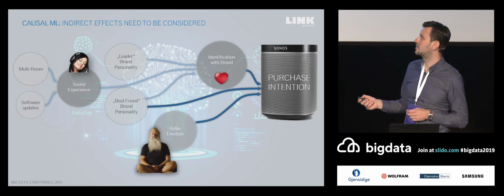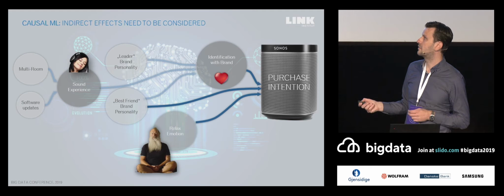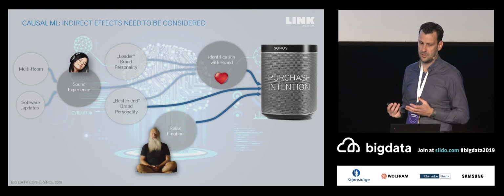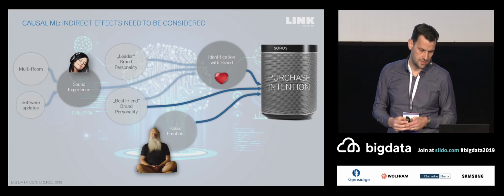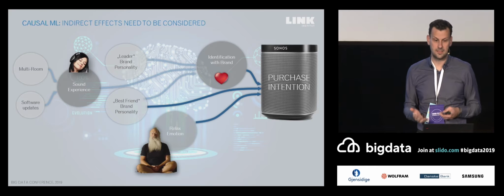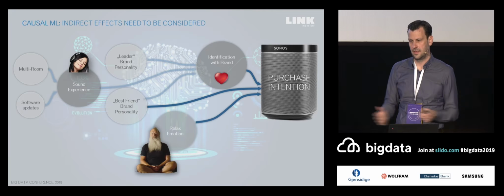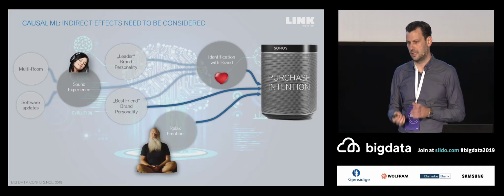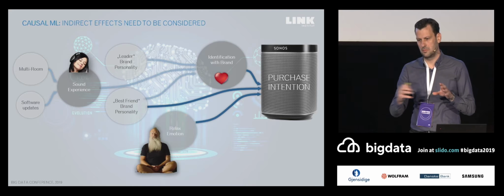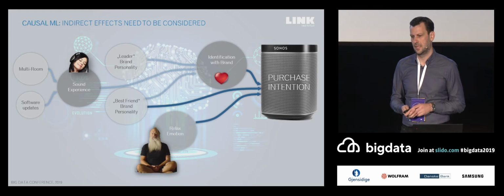In this case, the multi-room capability of the Sonos has influence on a latent variable called sound experience, which influences identification with the brand Sonos, and then strongly influences purchase decision, purchase intention. So actually it has a strong influence, but it's just not direct. And this technique helps you to find out about such indirect causalities as well.